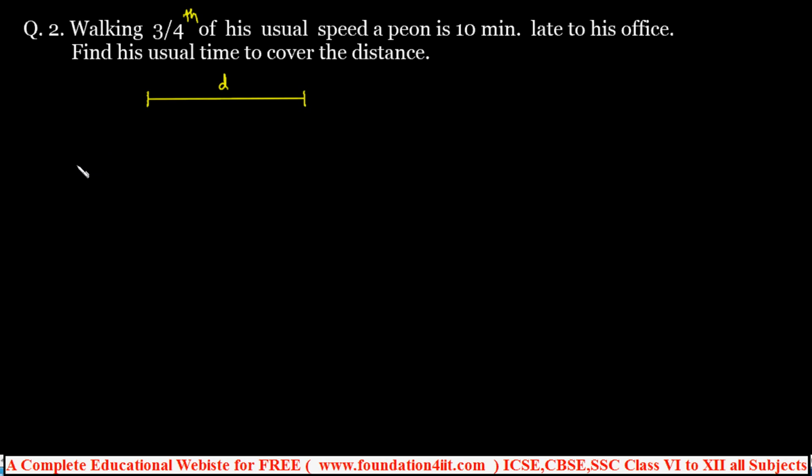Let's take usual time and usual speed first. Let the usual time be x minutes, because the problem is given in minutes, 10 minutes late. And the usual speed, the regular daily speed, let it be y.